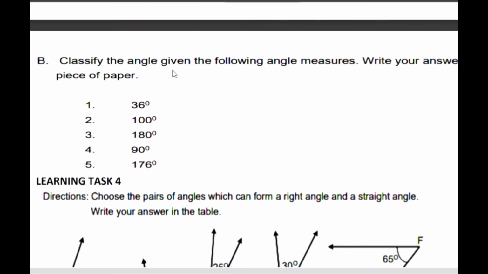Letter B, you have to classify the angle given the following angle measures. So write your answer on the piece of paper. So dito naman given yung measure ng angle. So isusulat nyo lang kung siya ay acute, right, obtuse, or straight angle. So pag acute angle, greater than 0 but less than 90 degrees. For the right angle, it is 90 degrees. For obtuse, greater than 90 but less than 180 degrees. And for straight angle, it is exactly 180 degrees.